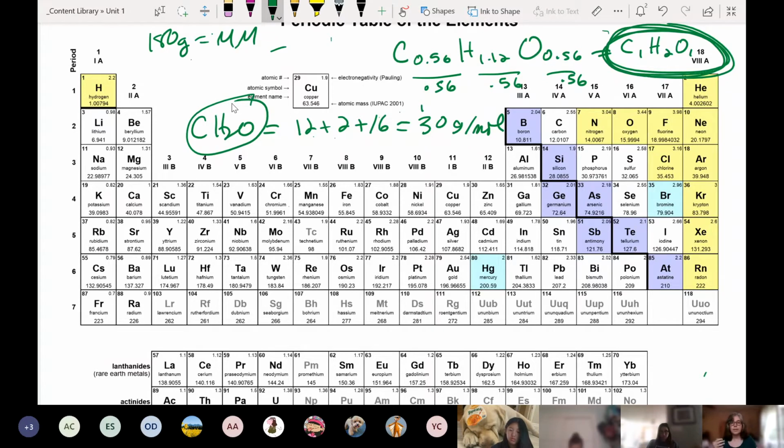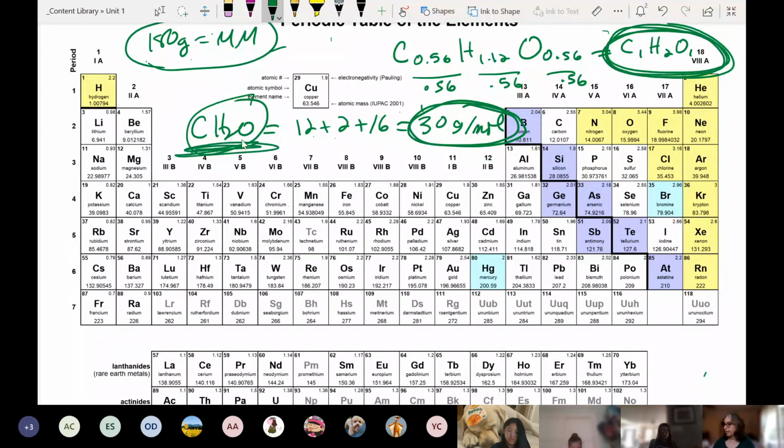Well, remember, all of these things are about ratios, right? So I look at this and I say, well, if this one weighs 30 and my whole thing weighs 180, how many of these do I need to get to that 180? 30 times what is 180? 30 times 6 is 180. So that tells me, oh, I need 6 of these. If one of these weighs 30, and I need to weigh 180, oh, I need 6 of these to get to the 180 grams.